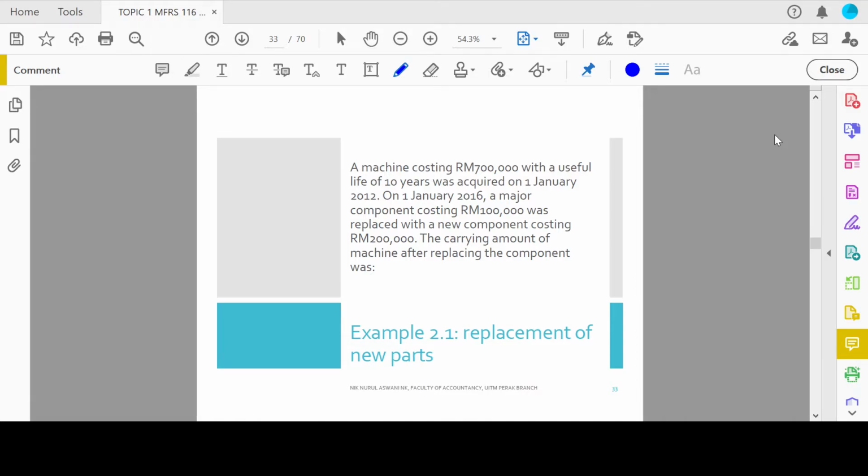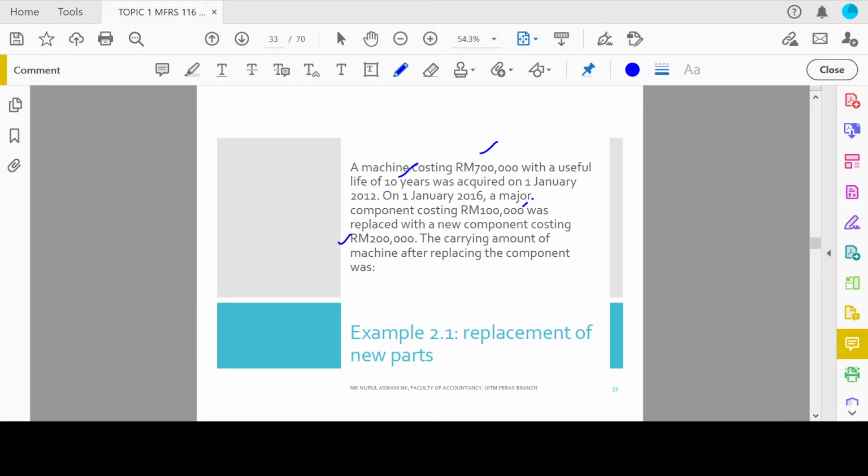The question asks you to identify or to calculate the carrying amount of machine after the replacement took place. Okay, so what is the important information here? First, we have the cost of machine on 1st January 2012. Estimated useful life, 10 years. A major component, the old component, costing 100,000 on 1st January 2012, was replaced with a new component costing 200,000 on 1st January 2016. Now calculate the carrying amount of machine after the replacement took place.